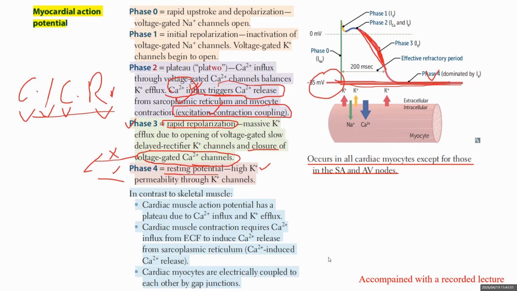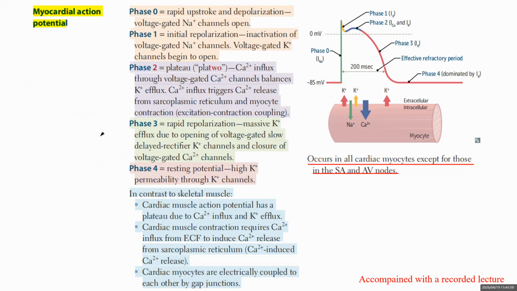So these are the 4 different phases that you have to understand. Now we have to answer one of the questions: why do the cardiac muscle cells have a long action potential? The answer is that compared to the skeletal muscle, they have a much longer action potential because of this plateau phase.